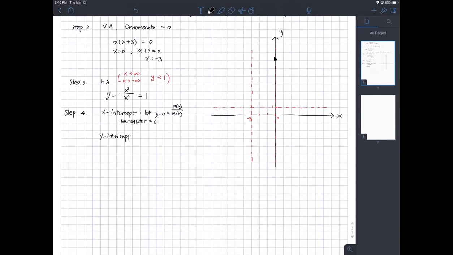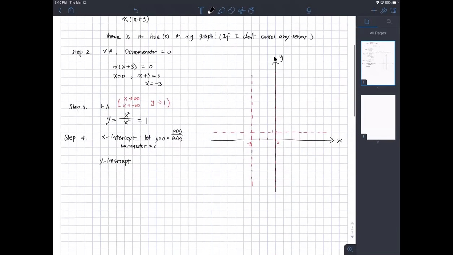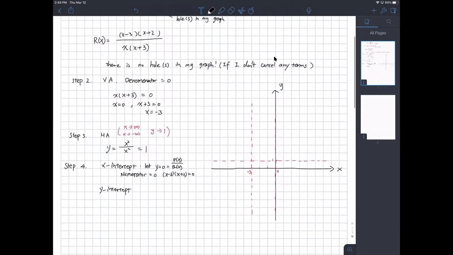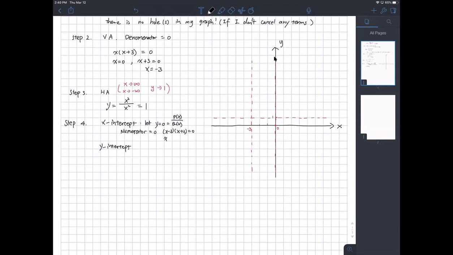So I'm going to have (x minus 3) times (x plus 2) equals 0. In this case, I will get x equals 3 and x equals negative 2. These two numbers give me my x-intercepts, which are (3, 0) and (negative 2, 0). So now I can label them in my function.